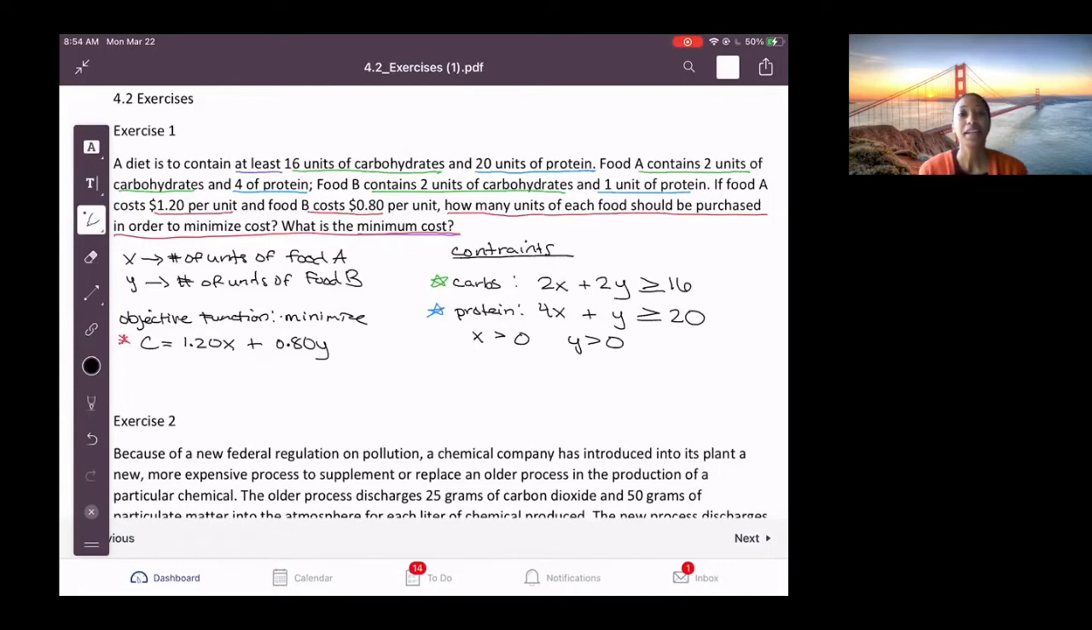All right, now we have taken this word problem and set up a linear programming problem like we saw in the last class. We have our objective function, C, and we have our constraints. 2x plus 2y is greater than or equal to 16. 4x plus y is greater than or equal to 20. Any questions about this part?